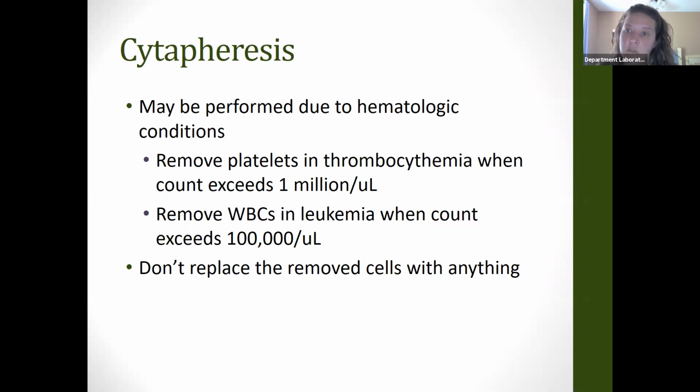And then also you could do therapeutic granulocyte apheresis to remove some of their white cells if they have an increased white cell count, such as CML. Again, in these conditions, you're not replacing the products, all right? So we are alleviating their increased counts, so they don't get any replacement products.